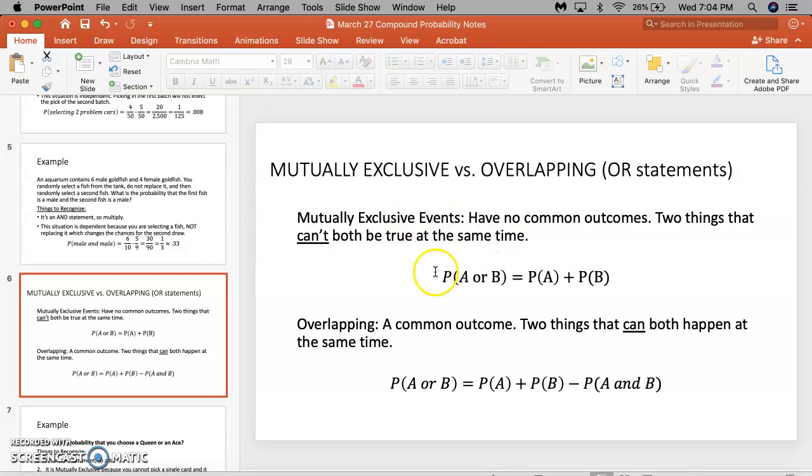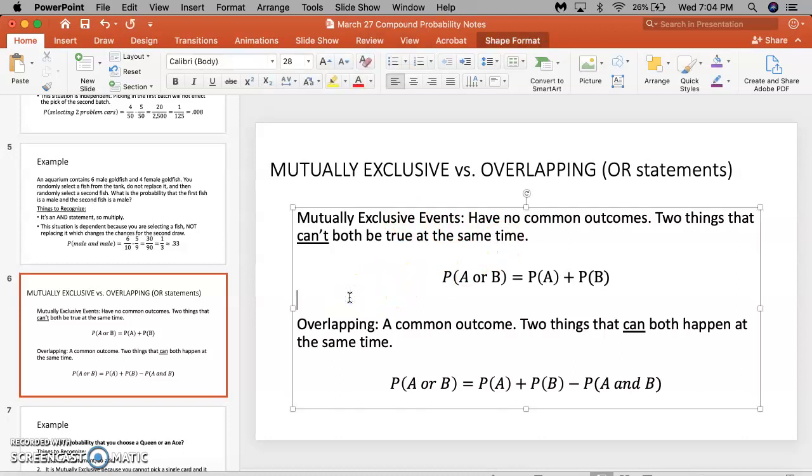So mutually exclusive events, an example of this would be picking a queen and picking an ace, okay? So from a deck of cards, they do aces and queen, or queen and ace, they cannot happen at the same time. So if I pick up a queen, it can't also be an ace, okay?